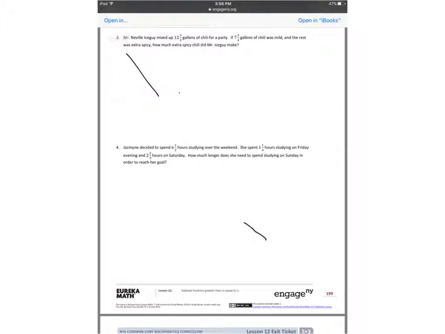Mr. Neville mixed up 12 and 3/5 gallons of chili for the party. If 7 and 3/4 gallons was mild, how much of what was left was spicy?